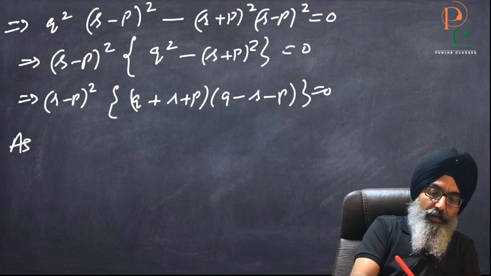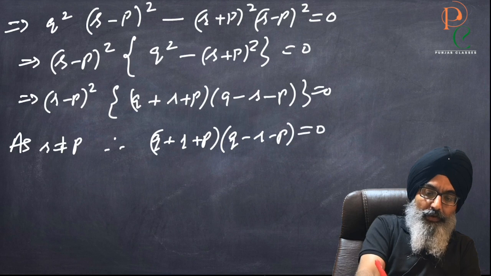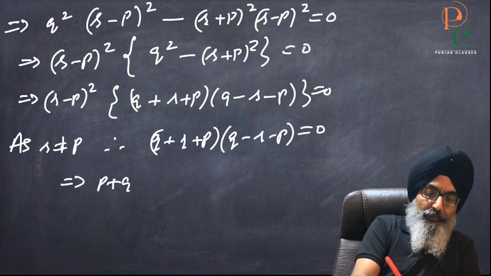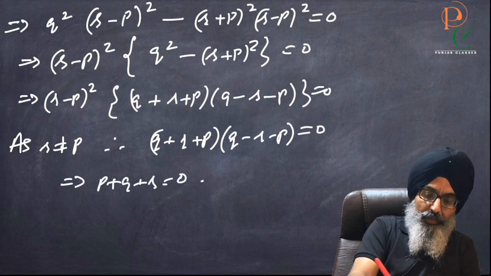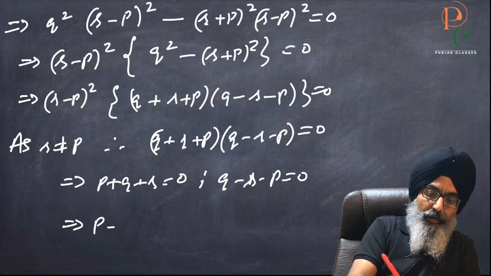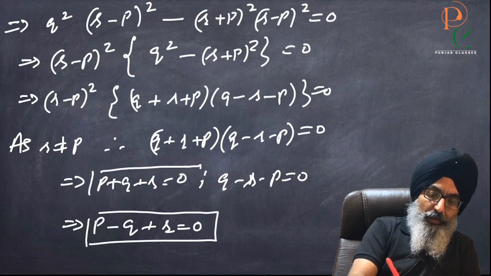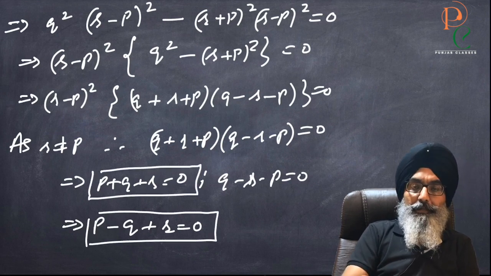As we were given R is not equal to P, therefore we are left with these two factors, Q plus R plus P into Q minus R minus P equals to 0, which gives us P plus Q plus R equals to 0, and the second result we will have Q minus R minus P equals to 0, which can be further simplified as P minus Q plus R equals to 0. So therefore we get these two results, P plus Q plus R equals to 0 and P minus Q plus R equals to 0. Let's see our options.